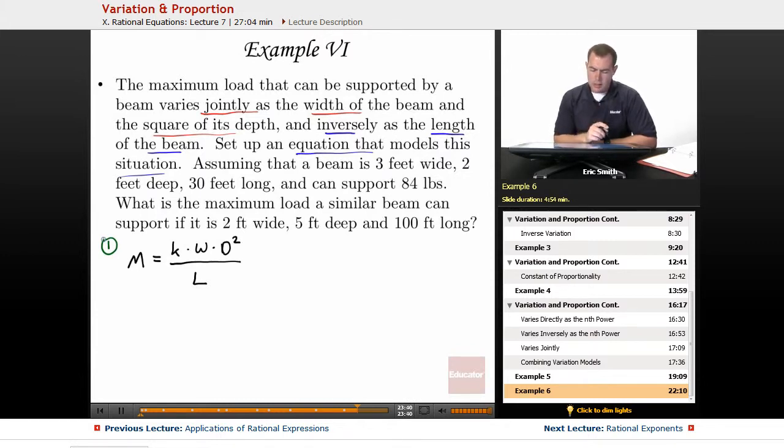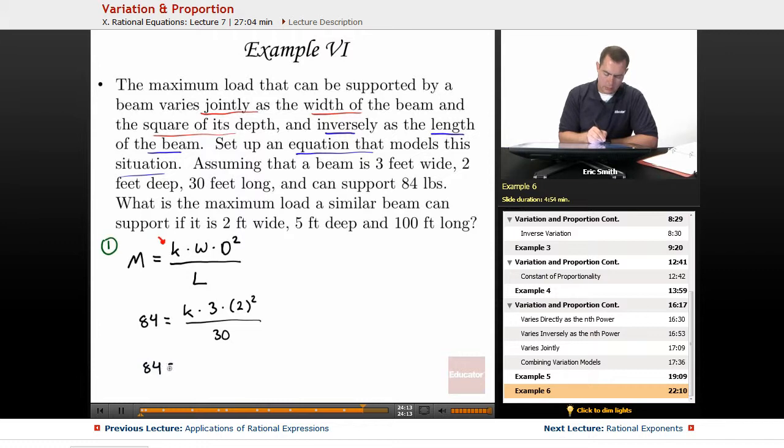Now, assuming that a beam is 3 feet wide, 2 feet deep, and 30 feet long can support 84 pounds, let's use that to figure out our unknown constant sitting right here, that K. So I know it can support 84 pounds, don't know K. 3 feet wide, so we'll put that in for our width, 2 feet deep, and it is 30 long. So the only unknown is that K. Let's go ahead and simplify just a little bit in here. So I have 3 times 2 squared, and 2 squared is 4, so 12.